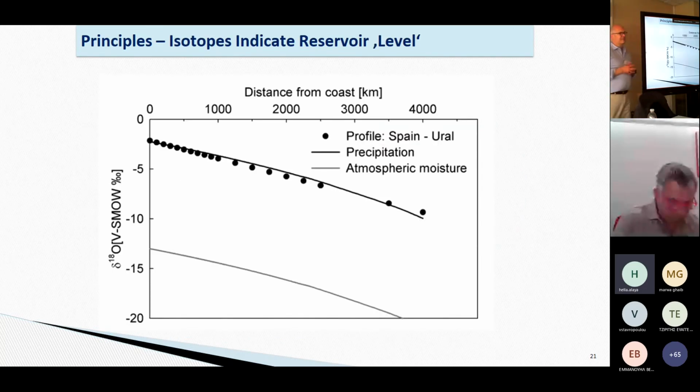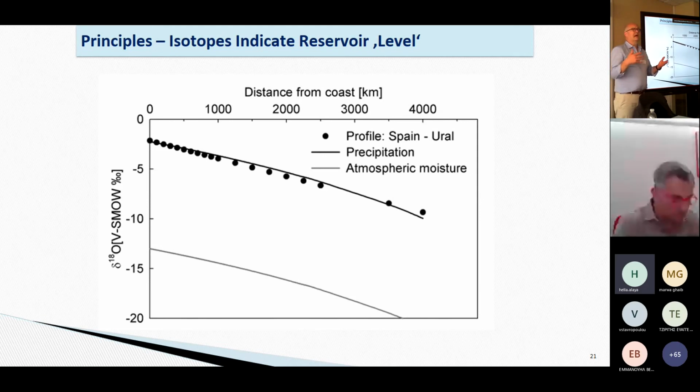I have checked this myself. I took rainfall from Spain and then across Europe up to Russia, and I plotted them and I applied the model to describe how the rainfall composition will change from the Spanish coast to the Ural, to the mountain range in Russia. And you see that there is a perfect match.